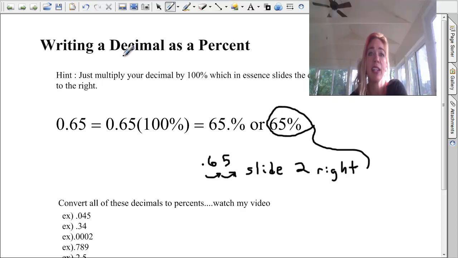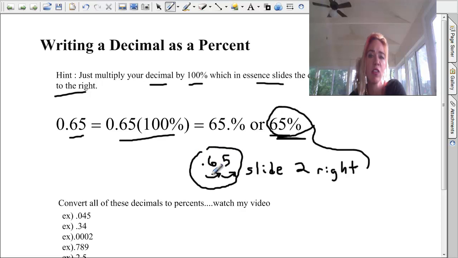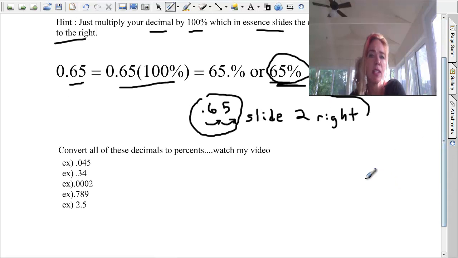Here we go, writing a decimal as a percent. Just multiply your decimal by 100%, which in essence slides the decimal 2 units to the right. So I have a nice warm up here. All right, 0.65 times 100% will take us to 65%. A lot of people just mentally, when they have their 0.65, slide 2 units to the right and do that in their head. But let's take a look at some of these together. So if we follow that, I'll write them all out. So 0.045, if I just slide 2 units to the right, which is like times 100%, I'll have 4.5%.